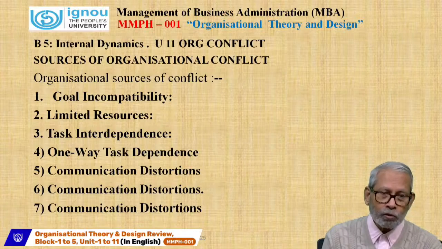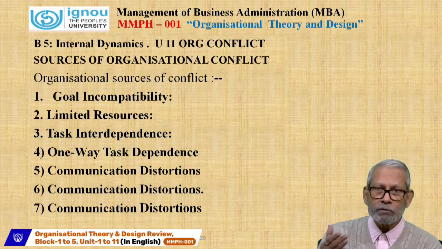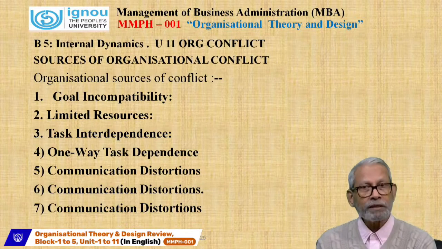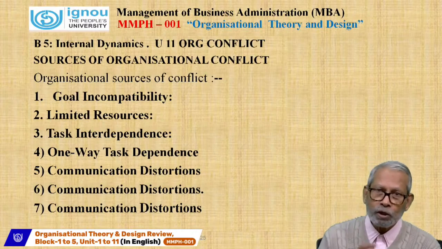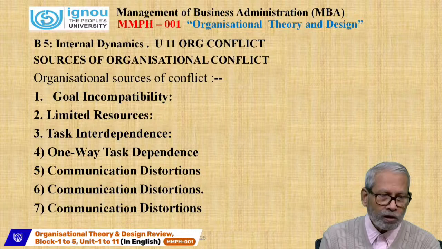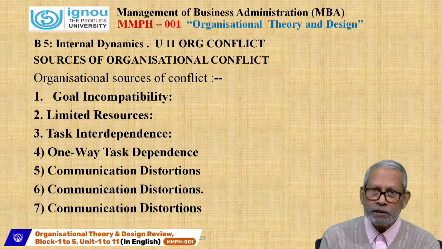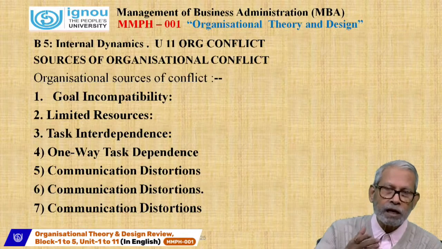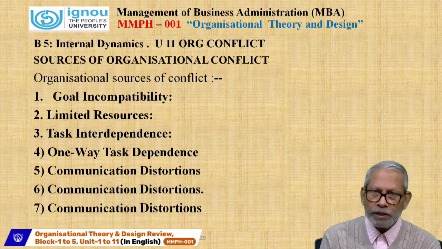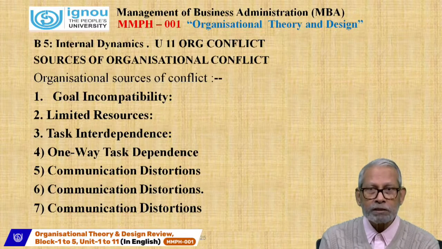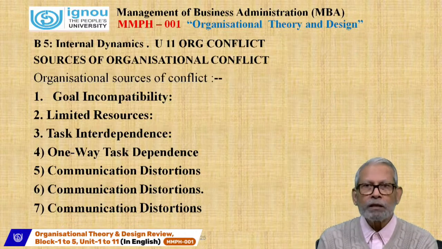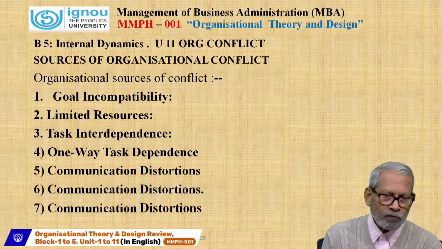One is goal incompatibility, a mismatch. Maybe the production department has a different goal, maybe HRM has a different goal. Sometimes it is a conflict, so goals are sometimes mismatched. Then task interdependency. Tasks are dependent: some of the other work must be completed, then only you can start. So that type of thing is there. When task interdependency is required, so that he can progress and complete the work in a steady way.